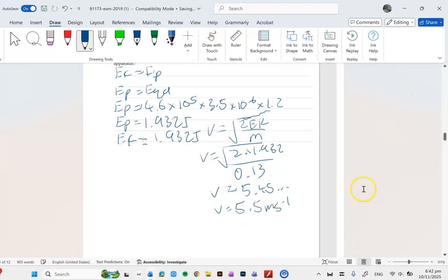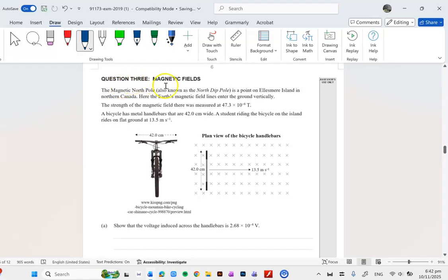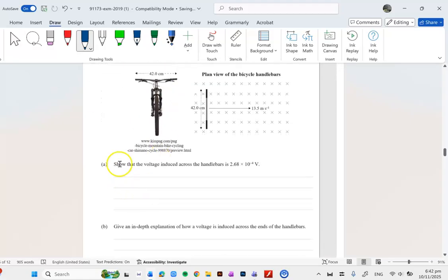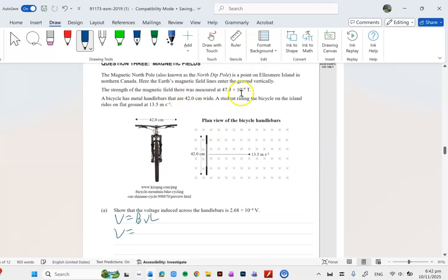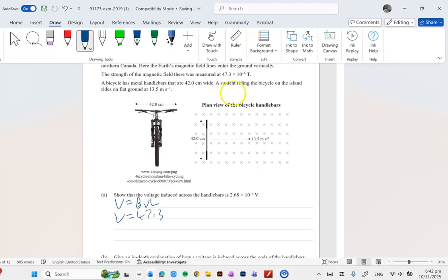Alright, there we go. One more question to go. Let's go. Question 3, magnetic fields. Show that the voltage induced is V equals BVL. V equals magnetic field strength 47.3 times 10 to the negative 6 times 13.5 times the length, which is 42 centimeters converted to meters. That is 0.42. So V equals, oh, I need the unrounded answer. That's the annoying thing.